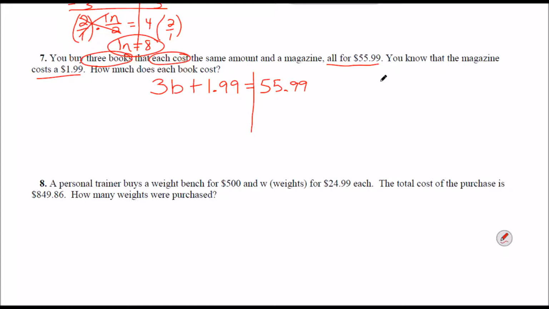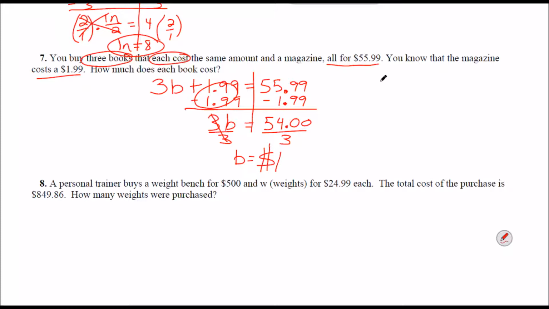Okay, we want to go ahead and draw our line. We're going to get rid of the $1.99 by subtracting on the left side, which means we also subtract on the right side. It is worth noting here that when you're adding or subtracting decimals, you line up your decimals. So $55.99 minus $1.99 gives you a total of 54. And then we want to get rid of the multiplication by dividing each side by 3, which leaves us each book costs $18.